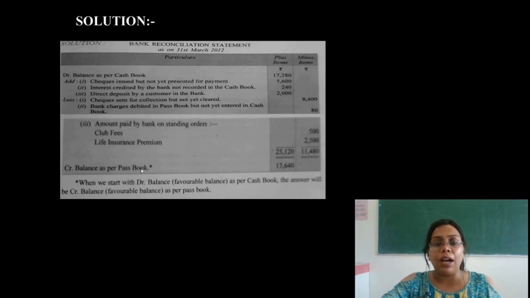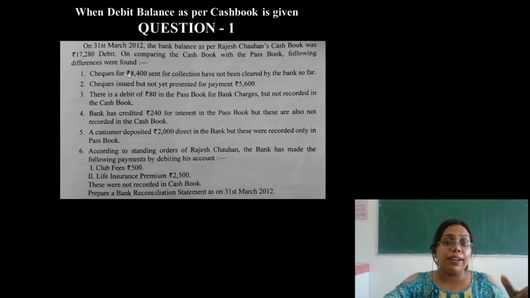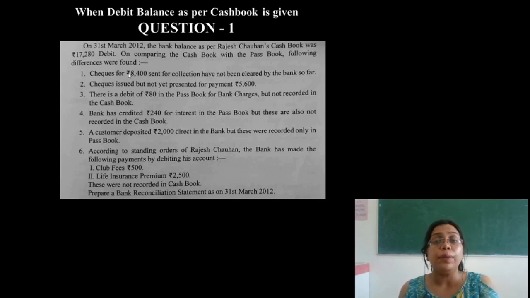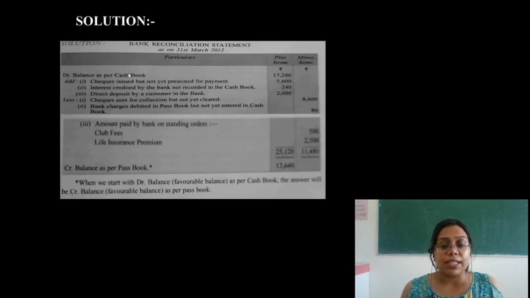So this is our answer, and this is the kind of question which we will get in our exams when we have to make a BRS if we have the debit balance as per cash book. So this was the solution. You can go through this once.